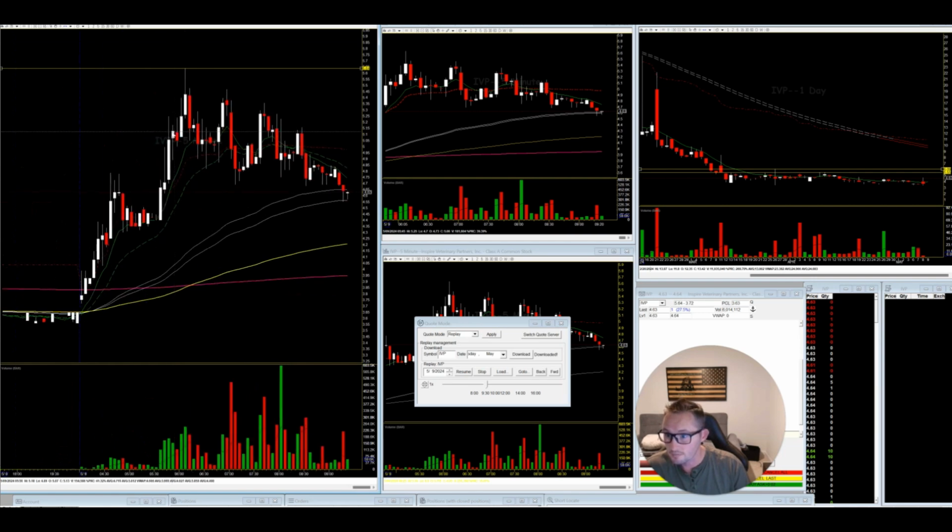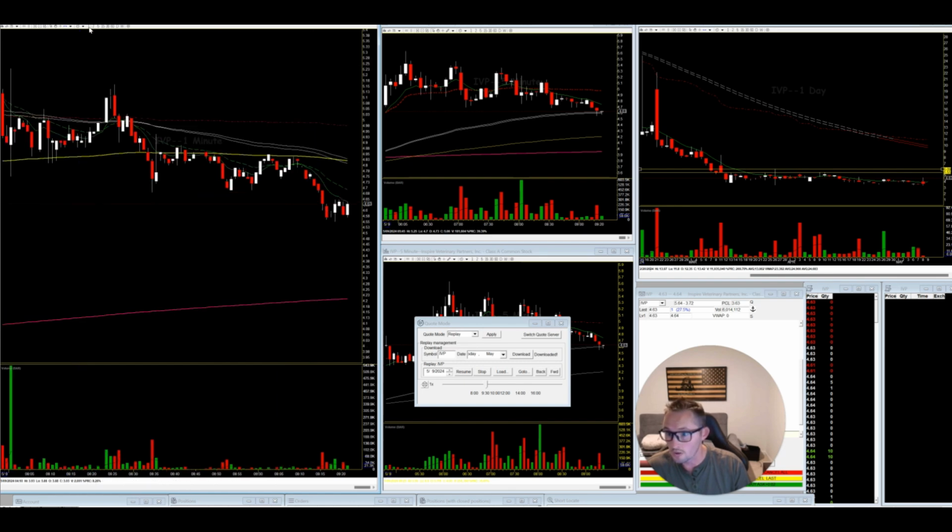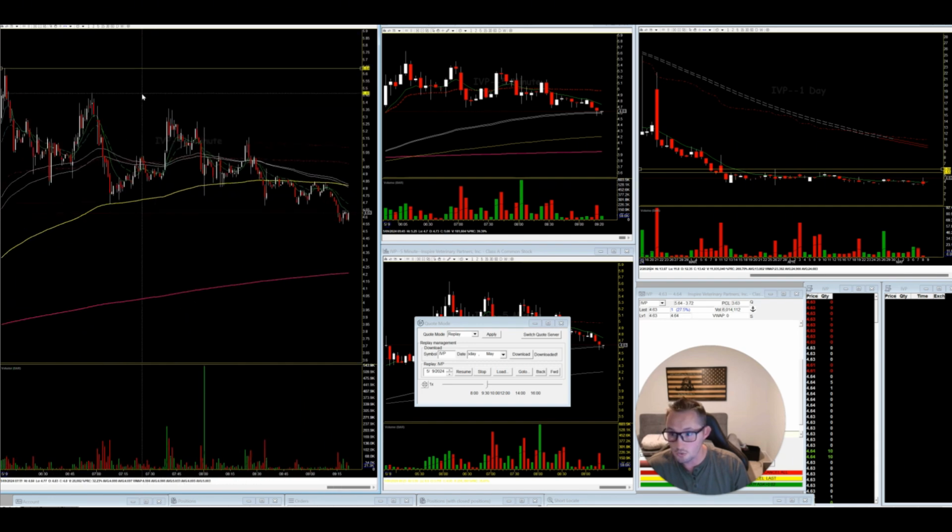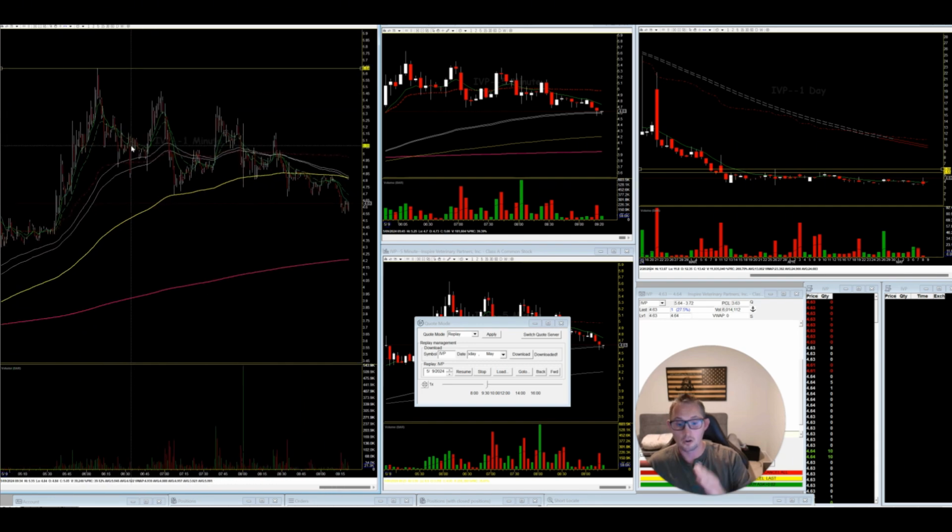5 minute, roughly the same thing. It's just a cup, a bunch of lower highs. All right, cool. So go to the 1. What I don't want to see is this thing uptrending. I don't want to see where it looks like it has strength. It looks like people are going to be interested in the stock. I don't want that at all.